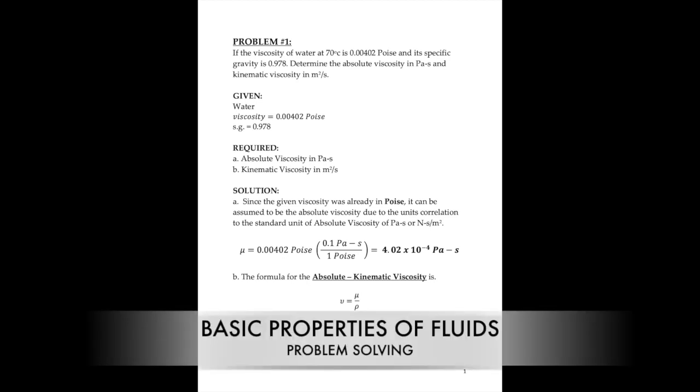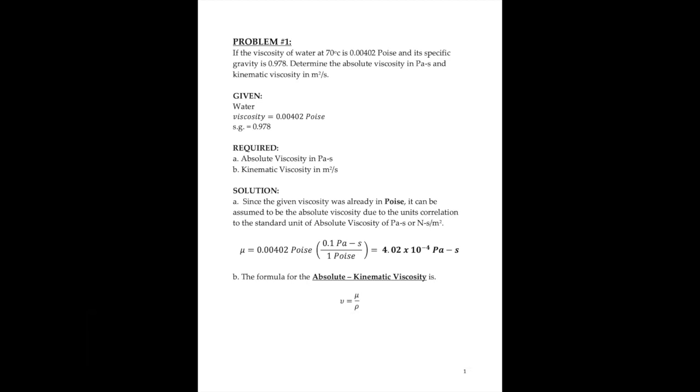Problem number 1. If the viscosity of water at 70 degrees Celsius is 0.00402 Pa and its specific gravity is 0.978, determine the absolute viscosity in Pascal second and the kinematic viscosity in meters squared per second.